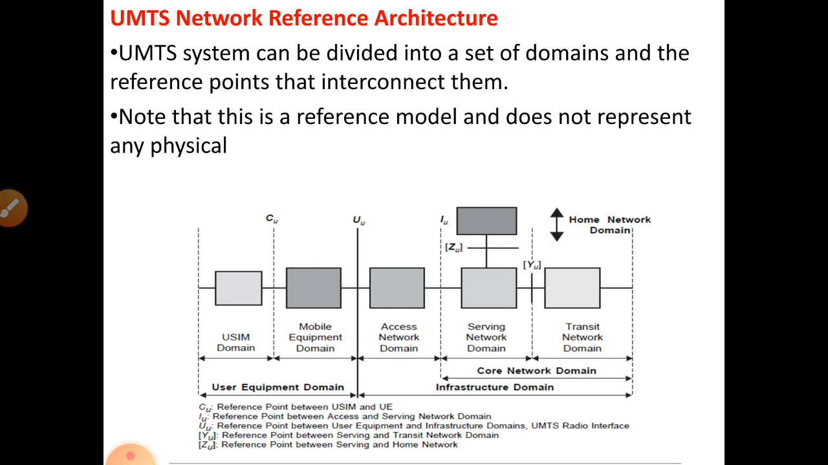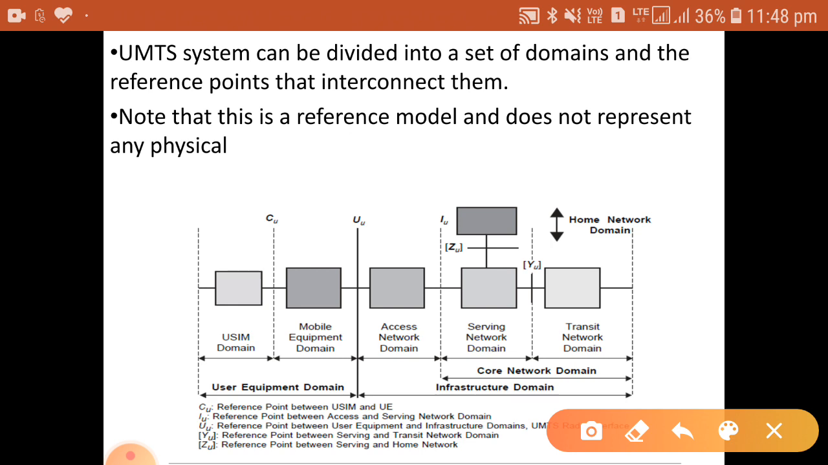Next we are going to see the important reference points we are using in this UMTS network reference architecture. The first reference point is CU, the second is IU, the third is UU, the fourth is YU, and the fifth is ZU. So the first reference point is CU. I will show it in the diagram. So this is the CU.